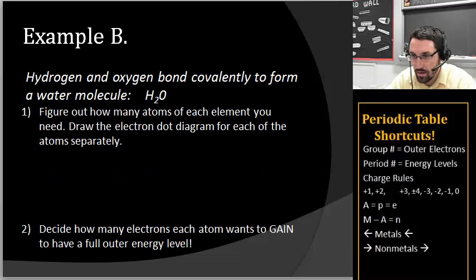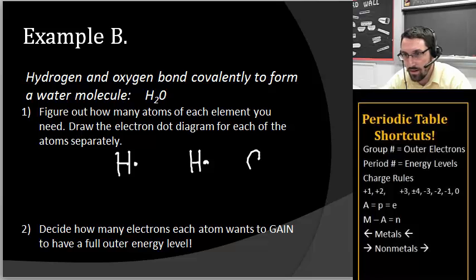Our next example, looking at H2O. So we're going to have H dot, H dot, and then O. O has 6 dots. I know that because I know it's in group 6. And according to my periodic table shortcuts, it tells me how many valence or outer electrons there are.